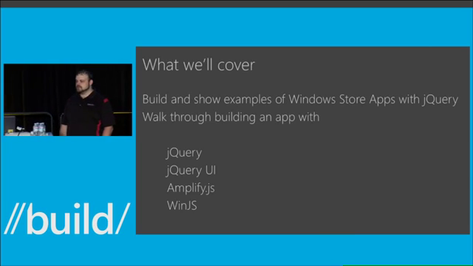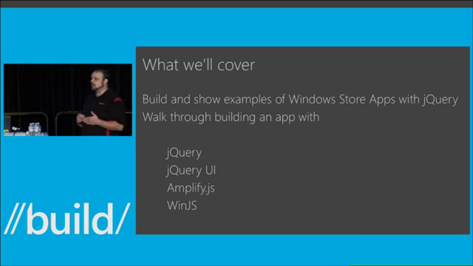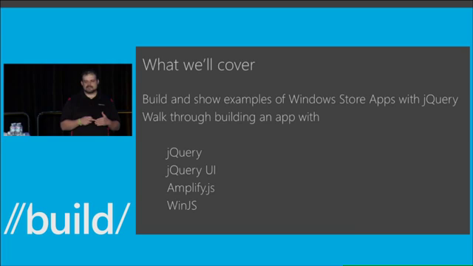So what we're going to do today is some live coding examples, a couple of quick demos. I'm going to do one, Jonathan's going to do one. The first one is a quick little Windows Store app with jQuery. We're going to walk you through using jQuery, jQuery UI, an awesome little utility component library that we built at appendTo called Amplify.js, and of course a little bit of WinJS as well.